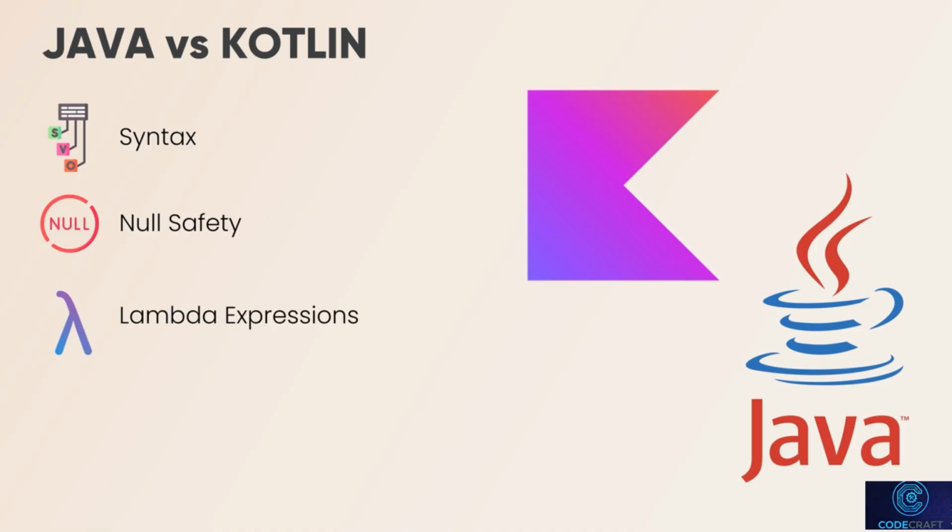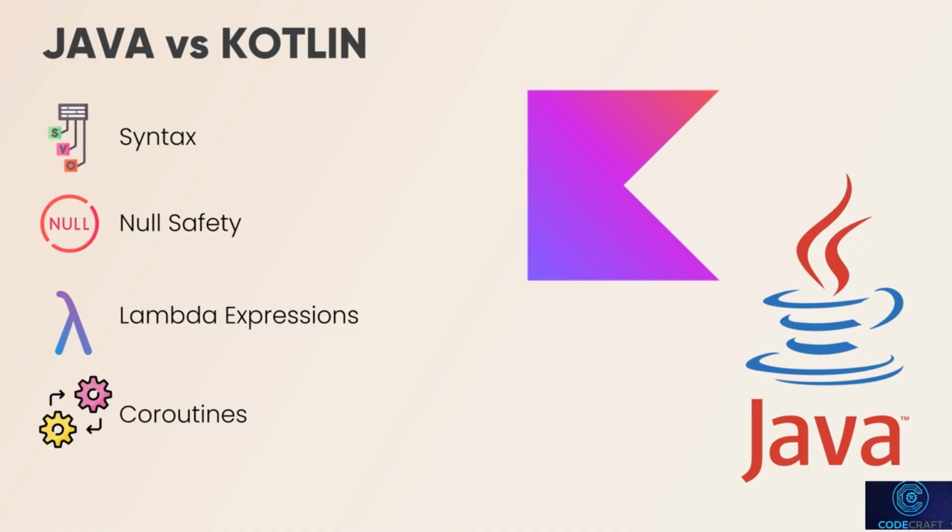Java introduced lambda expressions in Java 8, but the syntax can be a bit verbose. Lambdas are often used with functional interfaces with a single abstract method or anonymous inner classes. Kotlin has more concise lambda expressions. It supports lambda expressions and higher order functions, making it easier to work with functional programming constructs.